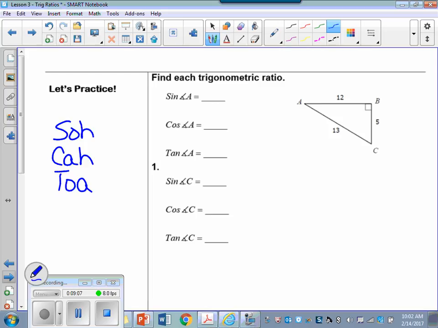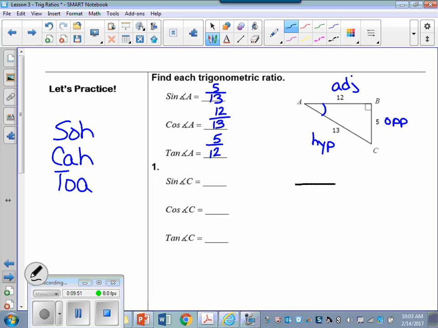All right, sine of angle A. Here's angle A, my opposite, my hypotenuse, my adjacent. So sine is opposite over hypotenuse, 5 over 13, and that does not simplify. Cosine, CAH, adjacent over hypotenuse, 12 over 13, that doesn't simplify. Tangent is TOA, opposite over adjacent, 5 over 12, and that does not simplify. Boy, did you guys get lucky.